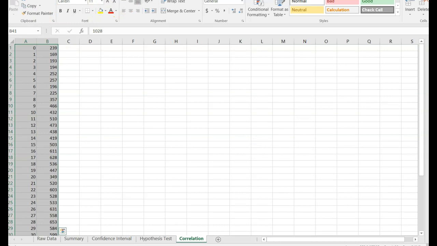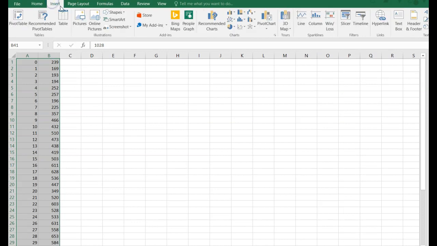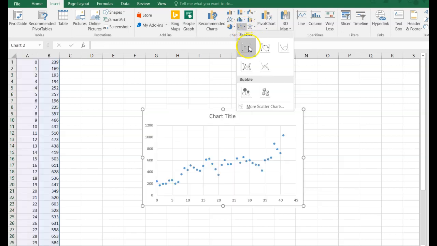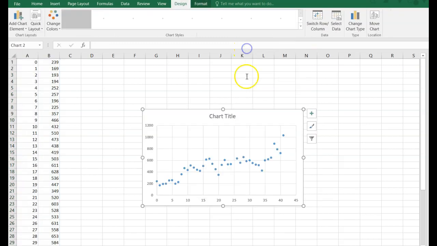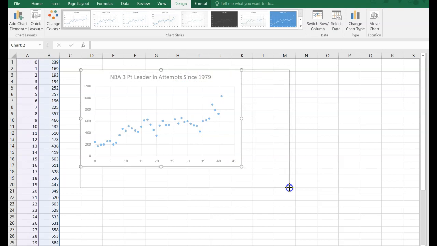So in my correlation one, I'm going to highlight all of this. I'm going to go up to the very top and click on Insert, and then select the Insert Scatter, just the very first one, the dots. It doesn't have a chart title because I didn't have any labels for my X's and Y's. So I'm just going to write NBA 3-point leader in attempts. I think it was since 1979, if I remember. So anyway, there's my example data.